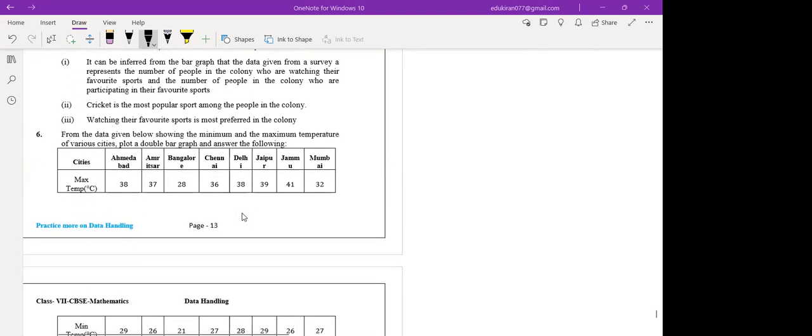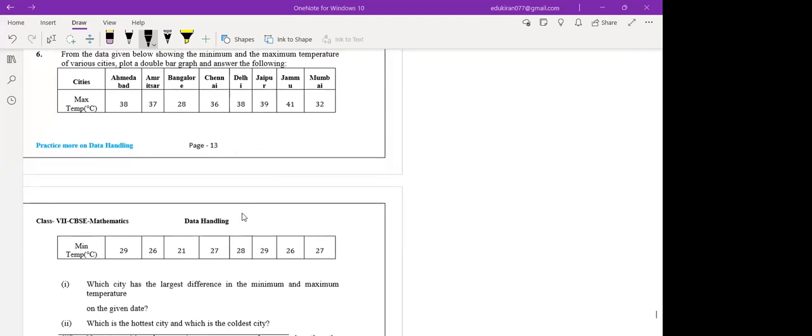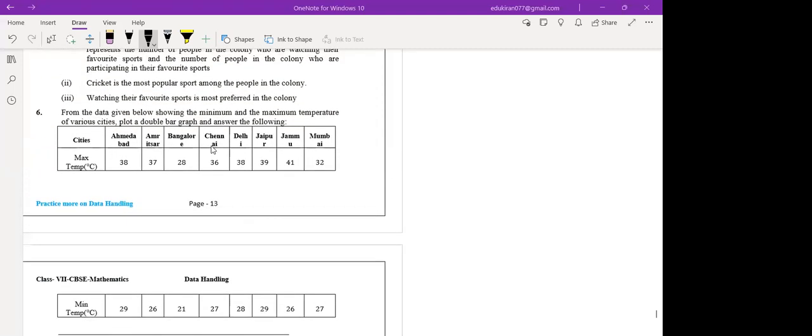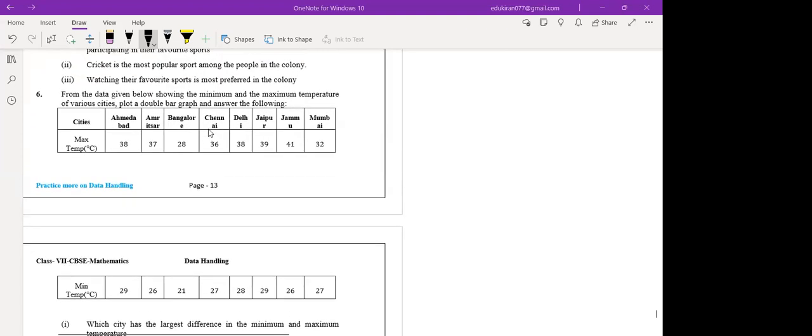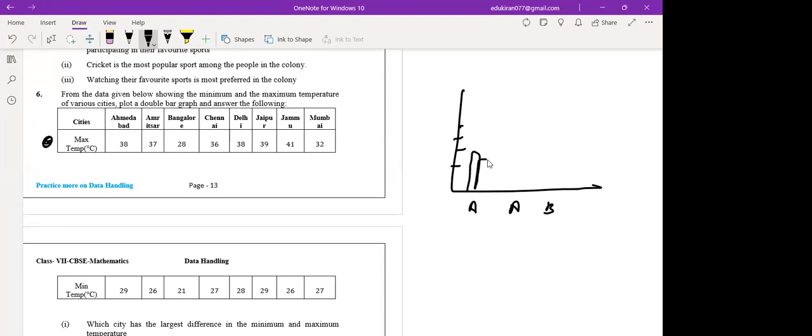Now next one, this is the same thing, right? Over here, what you have to do? We have to just add the temperature, right? See, it will be like this. The temperature you will mention here, and for Ahmedabad, for Amritsar, for Bangalore, there are two temperatures, the maximum temperature and minimum. So for Ahmedabad, you will draw maximum, minimum, then for Amritsar, maximum, minimum, and so on.